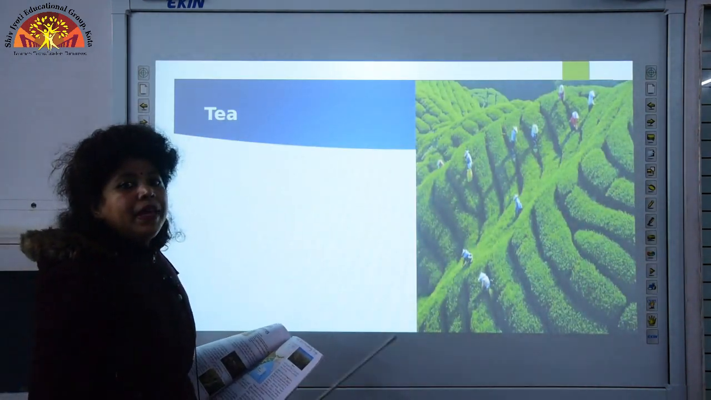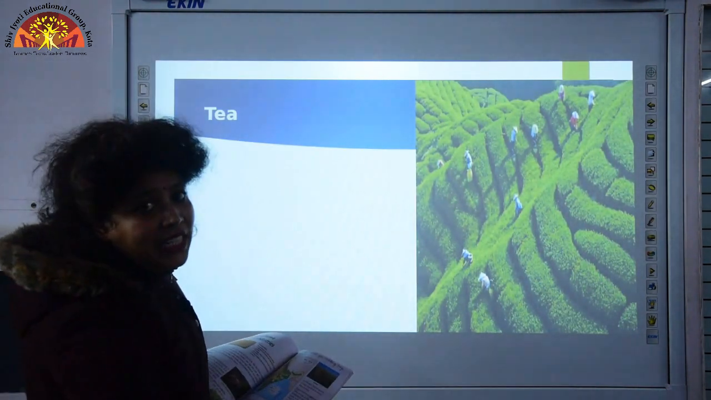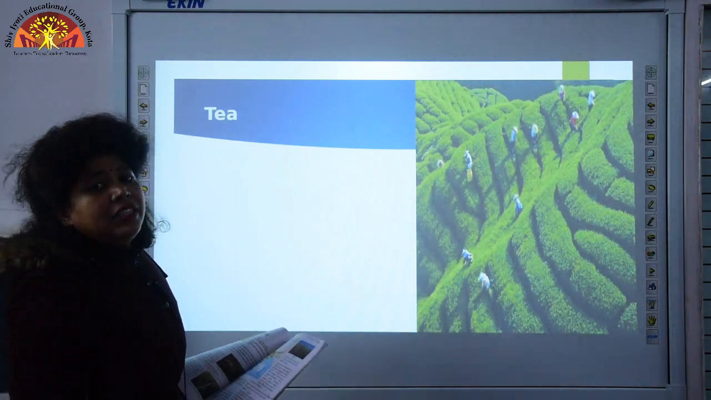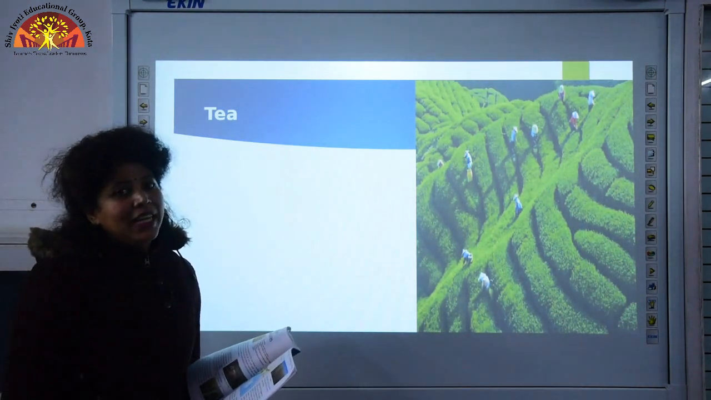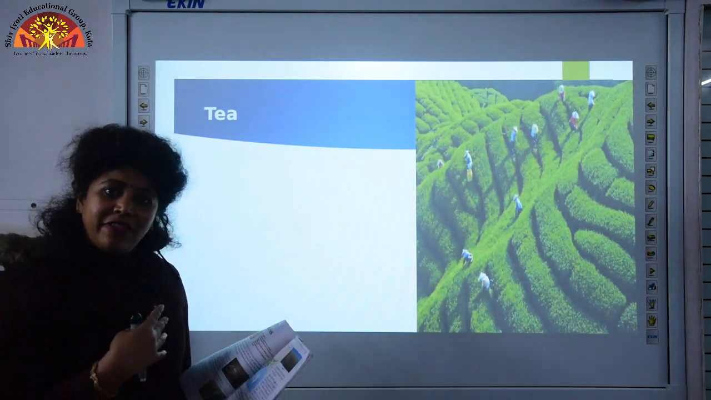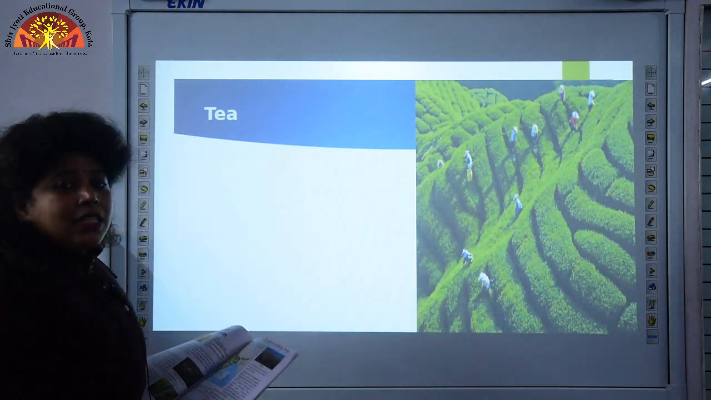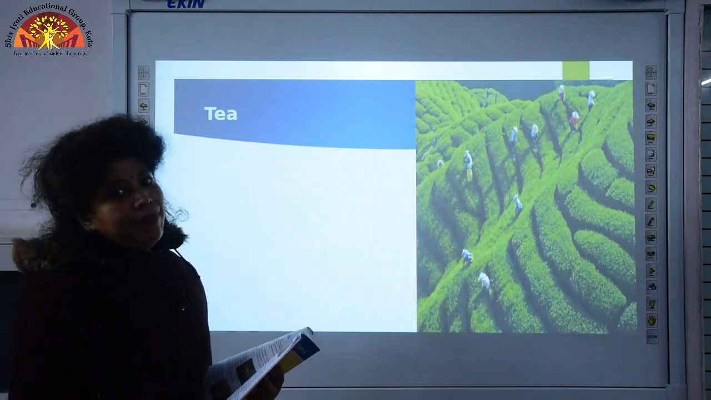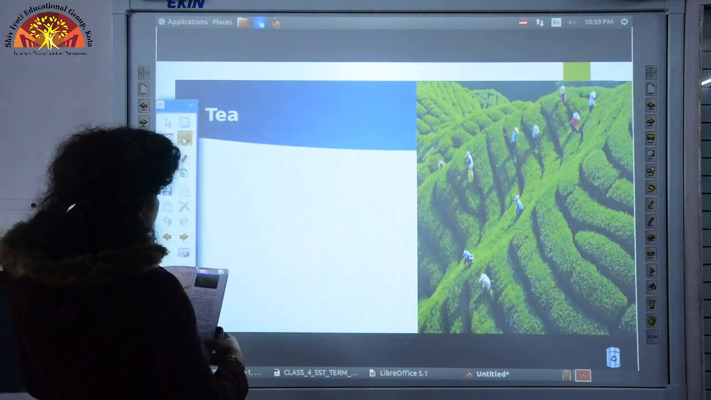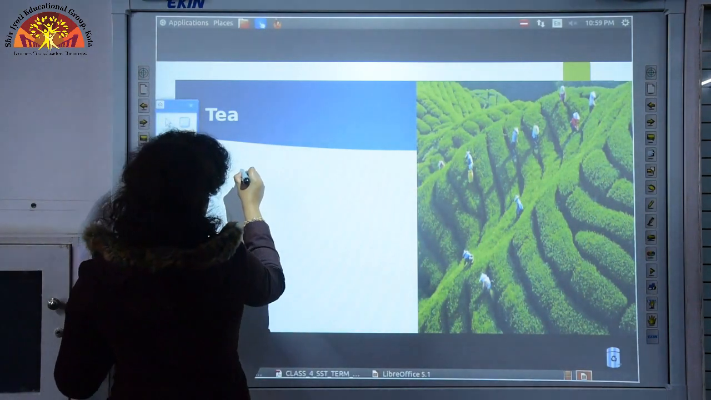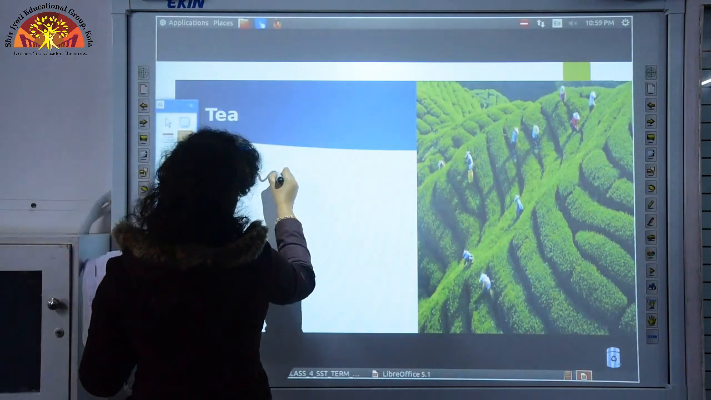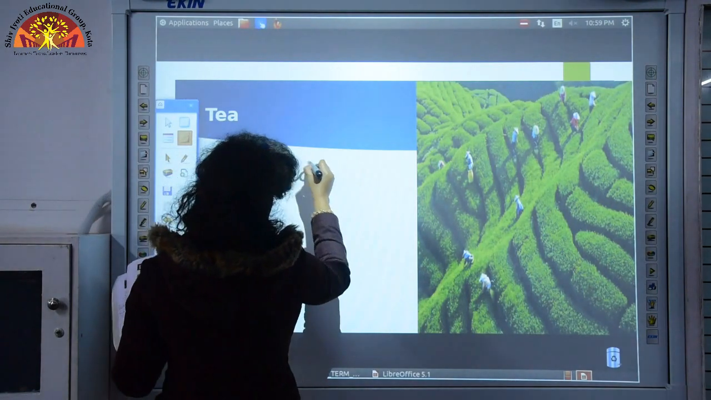Our next topic is tea. So, tea is the favorite beverage of every Indian family. Tea is made in every Indian family and it is one of the most popular beverages of India. And India is the second largest producer of tea in the world.